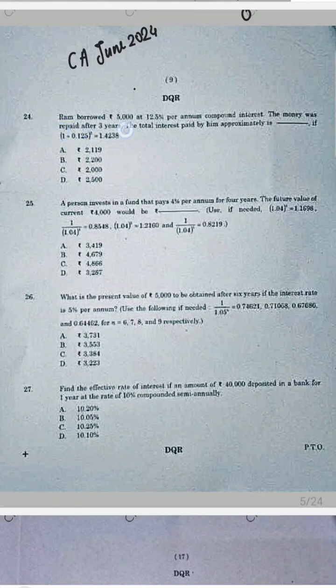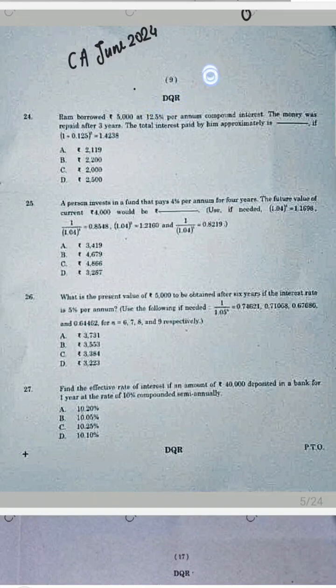The question is: Ram borrowed 5,000 at 12.5% per annum compound interest. The money was repaid after 3 years. The total interest paid by him is what? If (1 plus 0.125) to the power 3 is given.